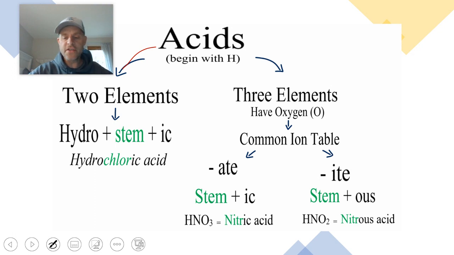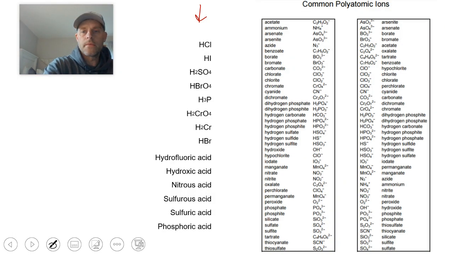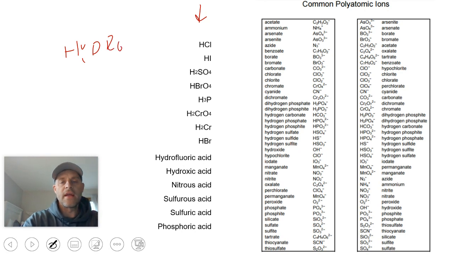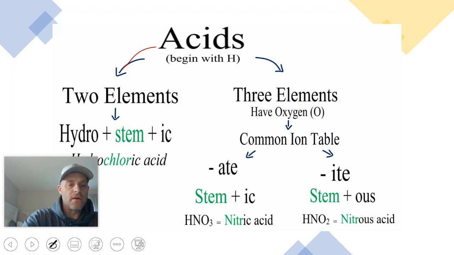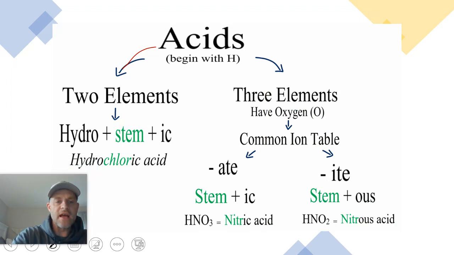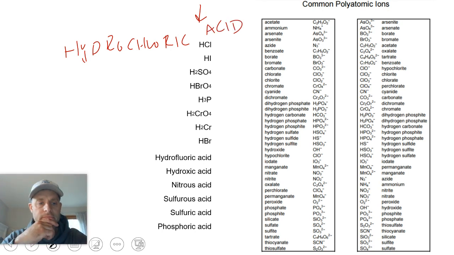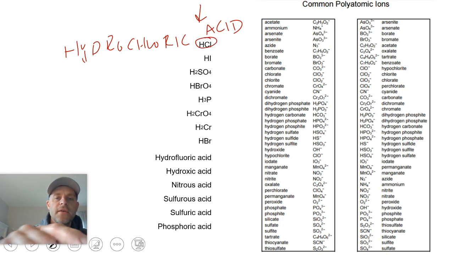It's going to start with hydro. I can move my big face out of the way. So I'm going to start with hydro. Wow, that's hard to write. And then chlorine is the second one. So remember the rule: chlor is the stem, I'm going to keep chlor, but I'm going to change the ending to ic. So hydrochloric acid. Hydrochloric acid. That's the first one. Done.